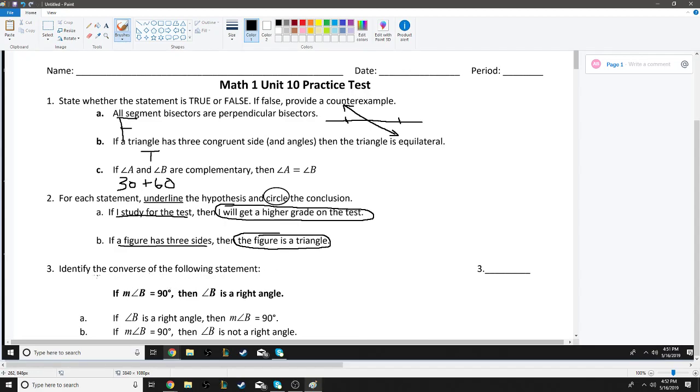Okay. 3, identify the converse of the following statement. If the angle is 90, so there's our hypothesis. Here's our conclusion. So all we have to do is switch it. So this needs to come first, and this will come second. This answer is A.